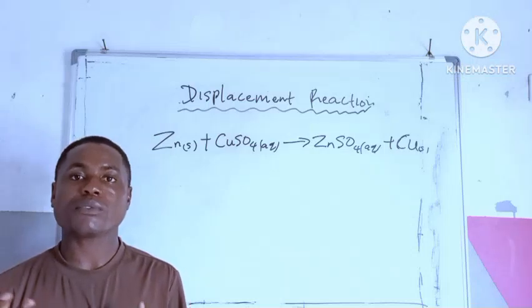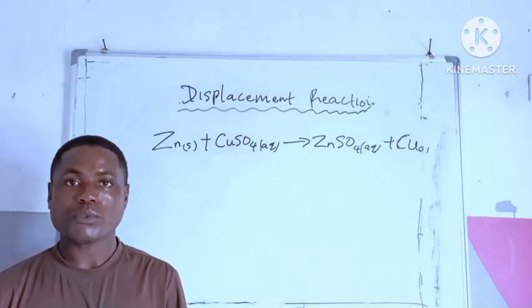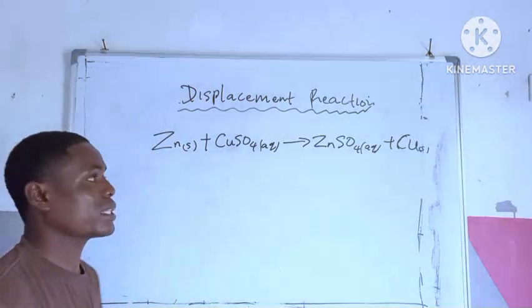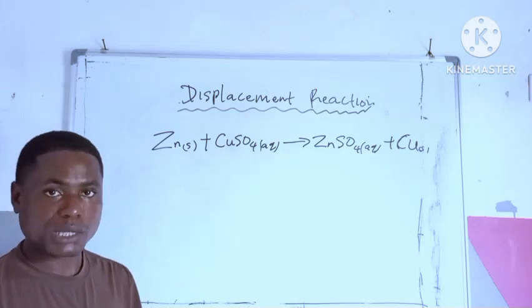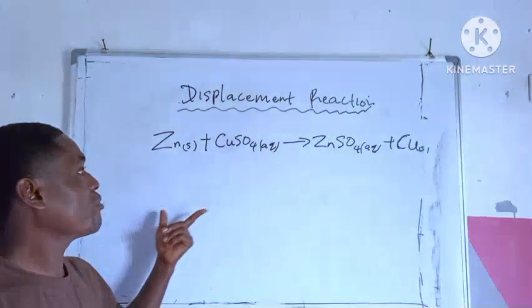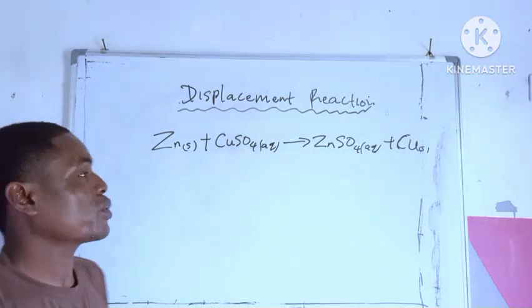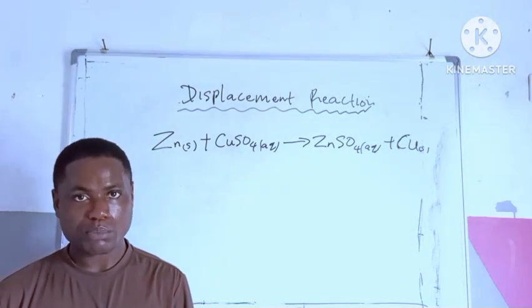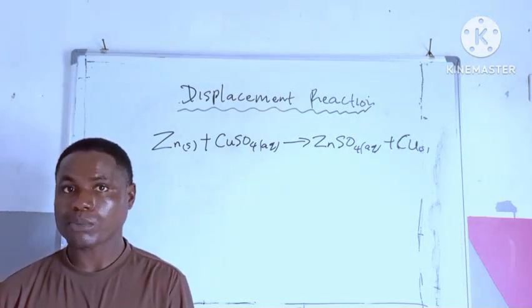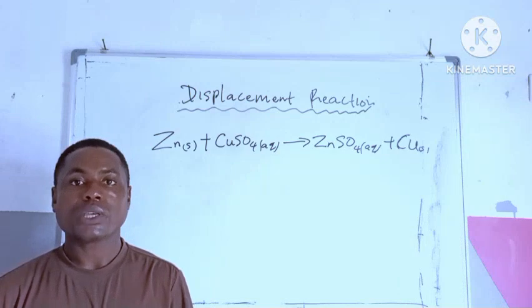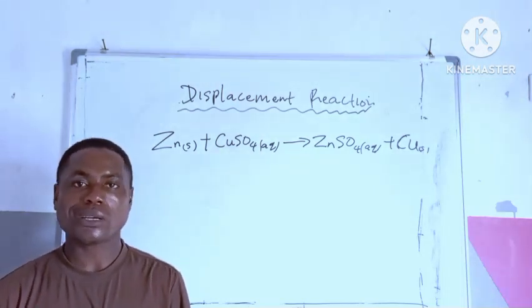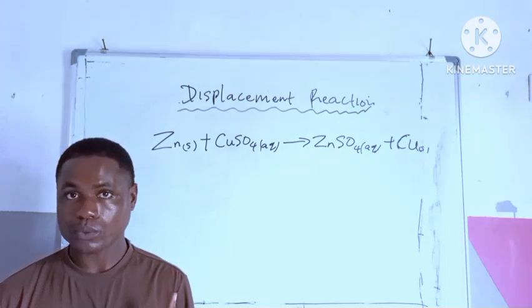In my previous video, I explained the other types of chemical reactions we have, and this is the next one: displacement reaction. Before I start explaining this chemical reaction, let's understand the meaning of displacement. From the word displacement, it simply means, in the study of chemistry, the ability of a given element to replace another element in a chemical reaction.